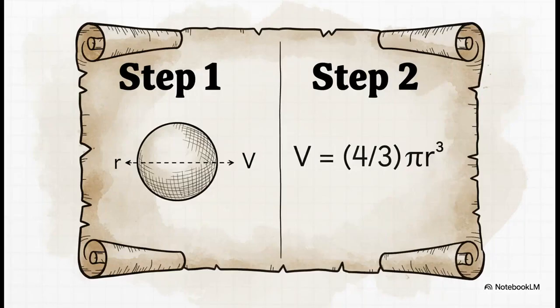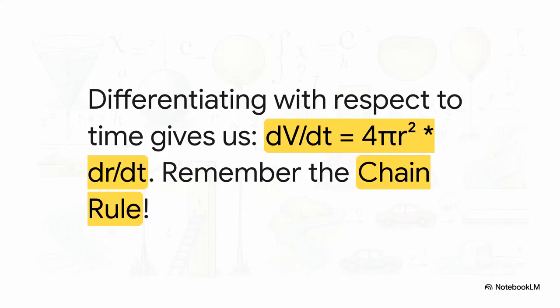Okay, steps 1 and 2 of the master plan. We can picture the sphere, and we know our 2 variables are volume, V, and radius, r. The equation that connects them? That's just the formula for the volume of a sphere. This is our foundation. Easy enough. Now for step 3, the fun part, the calculus. We differentiate both sides with respect to time, t.